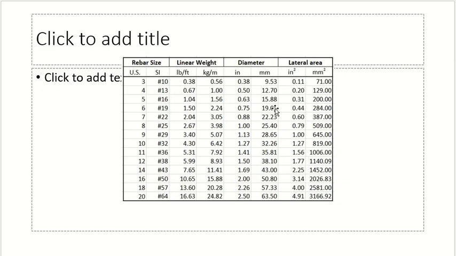kilograms. Normally we take it in tons, right? The steel is taken in tons. Divide by 1000. Okay. So 0.078 tons.